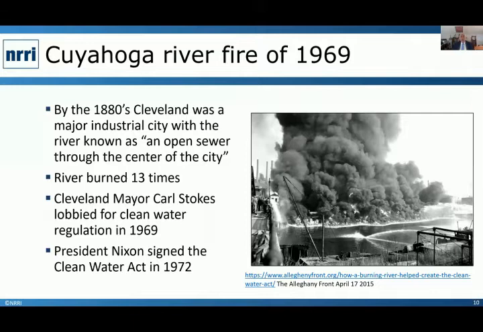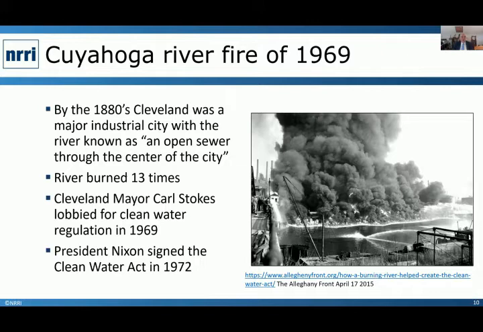Cleveland Mayor Carl Stokes lobbied for the clean water regulation after the fire of '69, and President Nixon signed the Clean Water Act of 1972, largely motivated by the experience of the Cuyahoga River and the demonstration of the need for regulation by the fire in the Cuyahoga River.